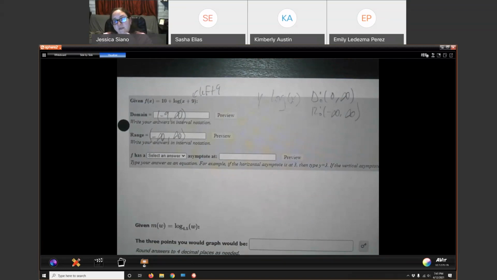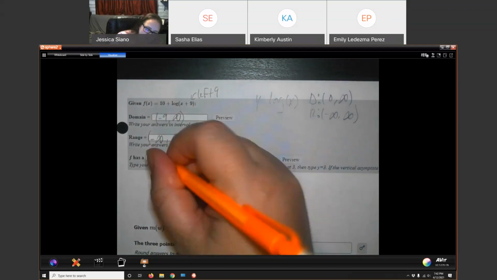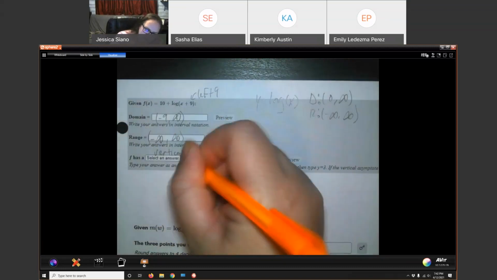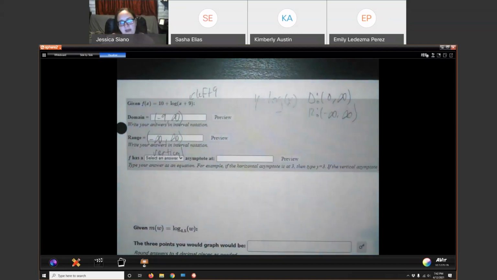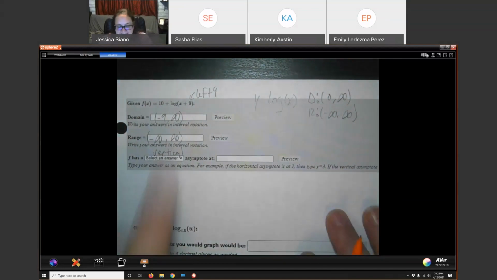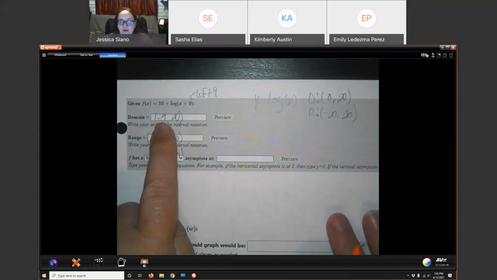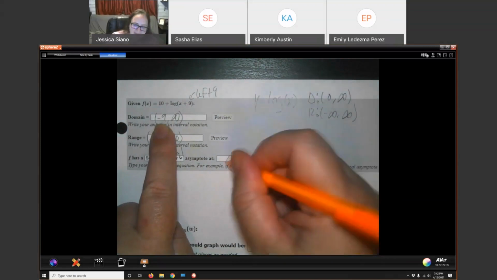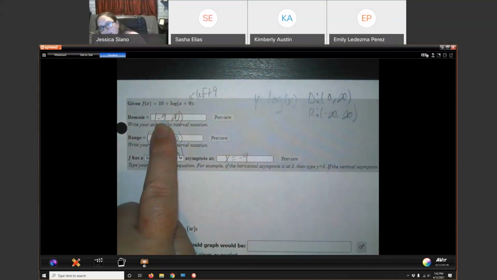Now, logarithms always have a vertical asymptote. So when we're dealing with logs, this is always going to be vertical. And it is always at this value. So this one has a vertical asymptote at x equals negative 9.